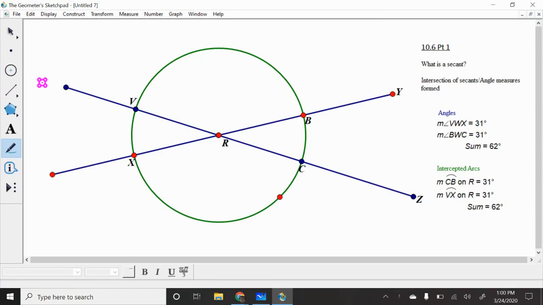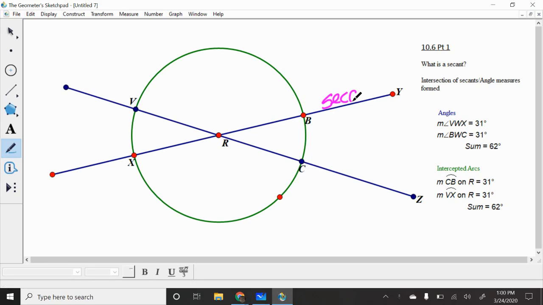Here we are on another screen. This is Geometer Sketchpad. I sent it to you guys. I don't know if it worked, so please let me know if it's working. So anyway, here I have drawn a circle and two secants that are intersecting.